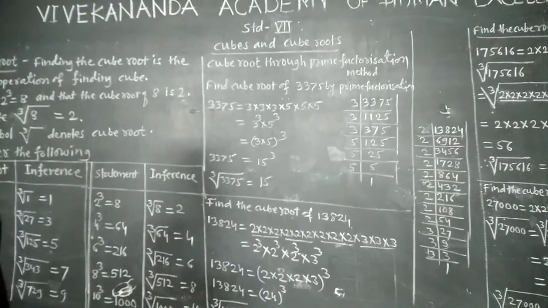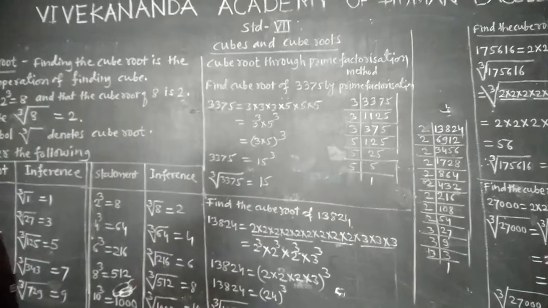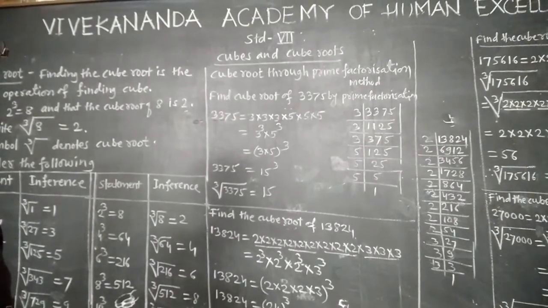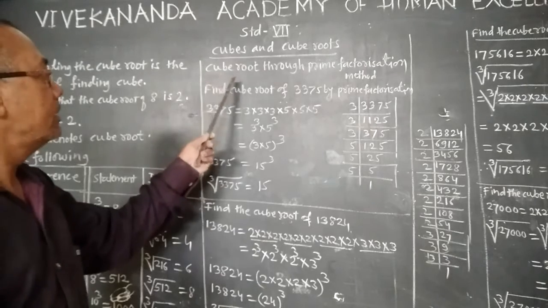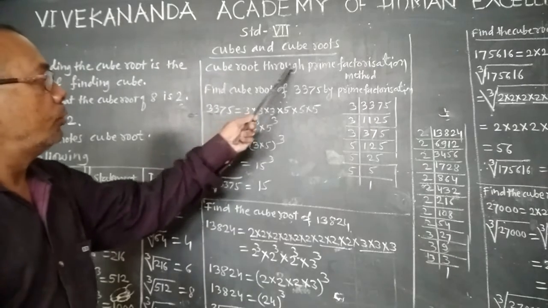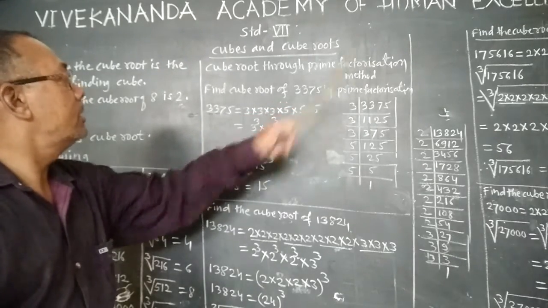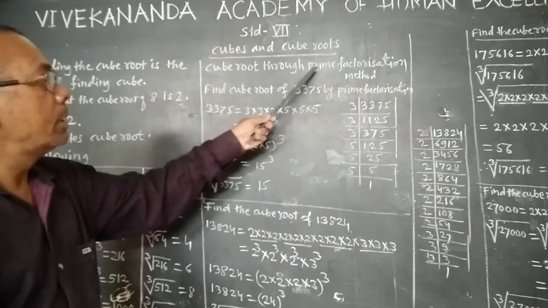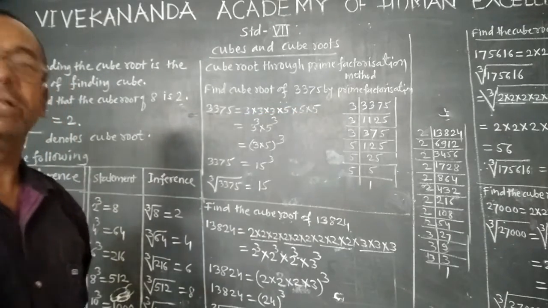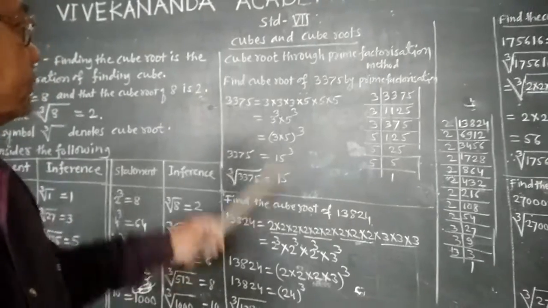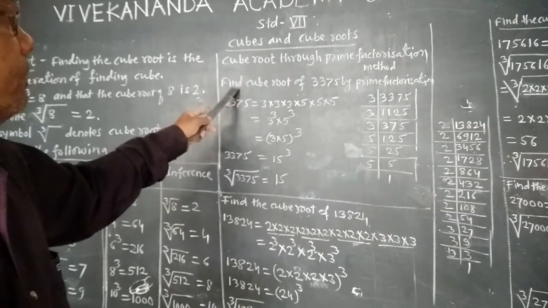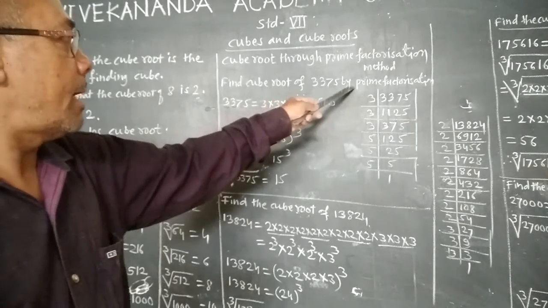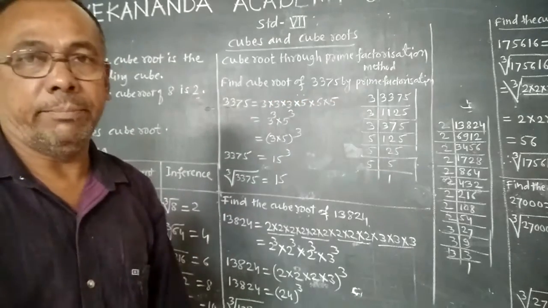Now we will see some examples of how to find the cube root of a larger number. Here, we find the cube root through the prime factorization method. One example is given: find the cube root of 3375 by the prime factorization method.